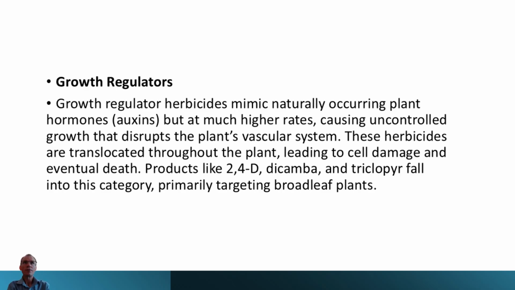Growth regulators. Growth regulator herbicides mimic naturally occurring plant hormones, auxins, but at much higher rates, causing uncontrolled growth that disrupts the plant's vascular system. These herbicides are translocated throughout the plant, leading to cell damage and eventual death. Products like 2,4-D, dicamba and triclopyr fall into this category, primarily targeting broadleaf plants.